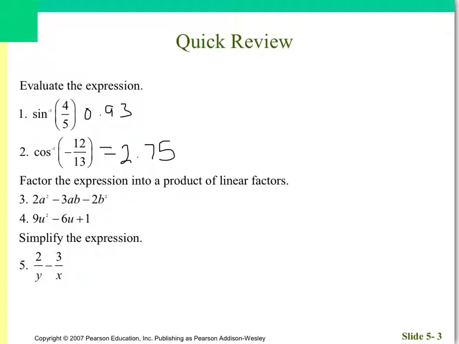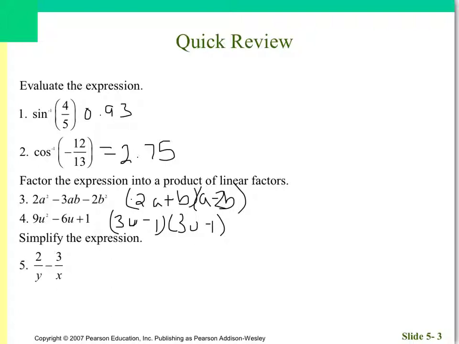Factor the expression into a product of linear factors. Okay, so what multiplies to -4 and adds to -3? So that's going to be 2a minus, 2a plus b, a minus b, or a minus 2b. What multiplies to 9 and adds to 6? That's 3u minus 1, 3u minus 1.